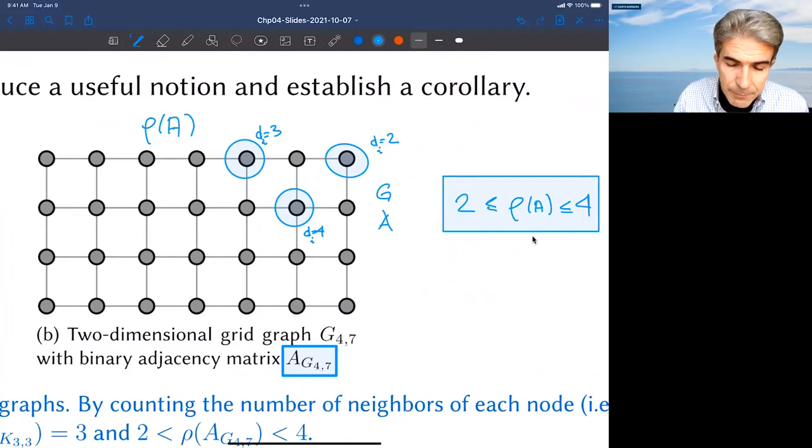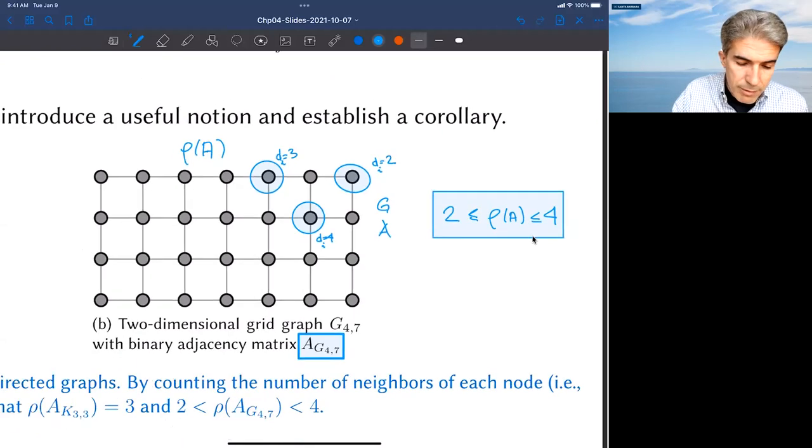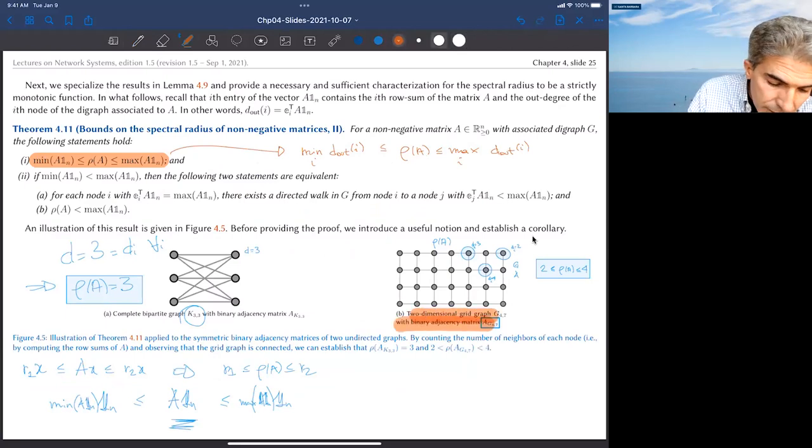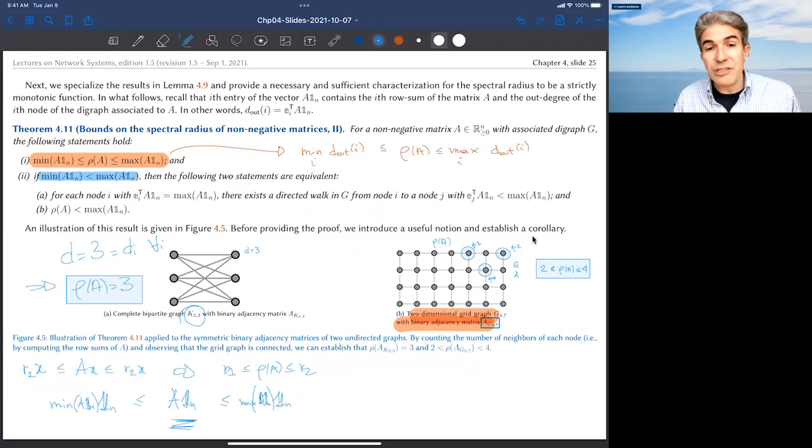But I am unhappy, because I would like a tighter bound. Can I make it tighter? Remember, I want to set myself in the situation for the grid graph where the minimum of the out degree is strictly less than the maximum of the out degree. So the graph is not regular, because regular graphs are very particular. We want to look at more general cases.